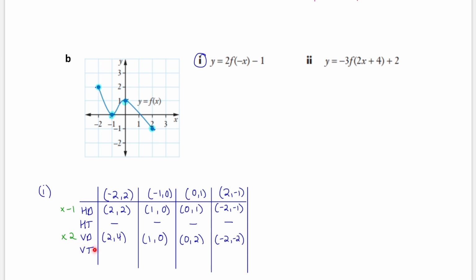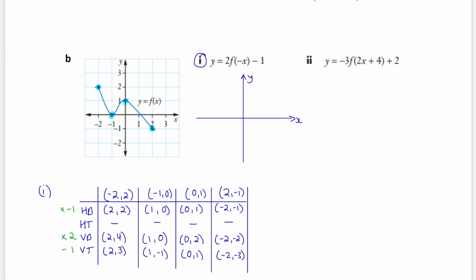Lastly, I look at my vertical translation. I have it shift down by 1. So I'm reducing the y value by 1. So I end up with these coordinates in my final row here. So now all I have to do is plot my points and then connect it all together. So that way I can have my transformed function.